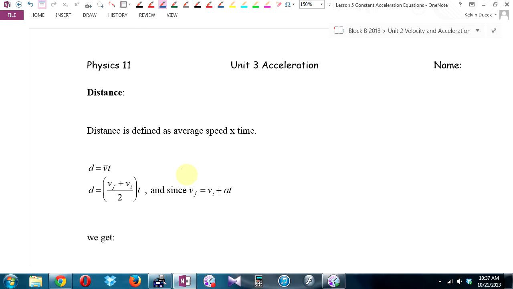Two more equations you're going to get today. And that's going to be pretty much it for the next 3 weeks or so, but we're going to apply them in all sorts of different ways. Distance is defined as average speed times time.